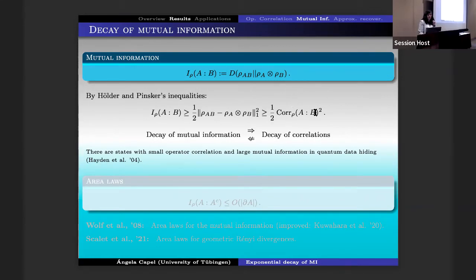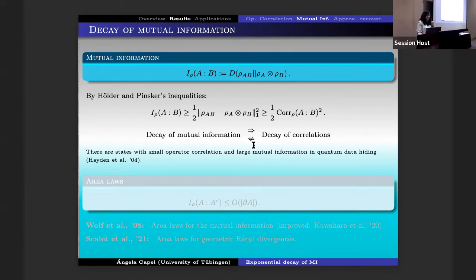with the correlator, the operator correlation function, by this inequality, just by using Hölder's and Pinsker's inequalities. And actually, it's important to study both of them separately because, of course, decay of the mutual information implies decay of correlations, but the other way around is not always true. In particular, we know that there are examples in the context of quantum data hiding in which there are states with small operator correlation and large mutual information.